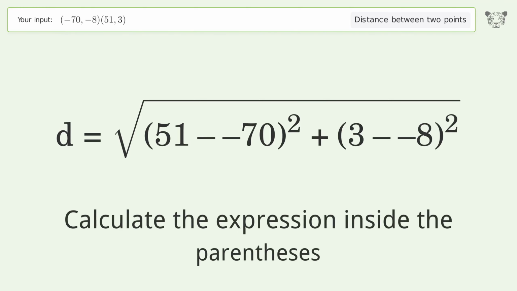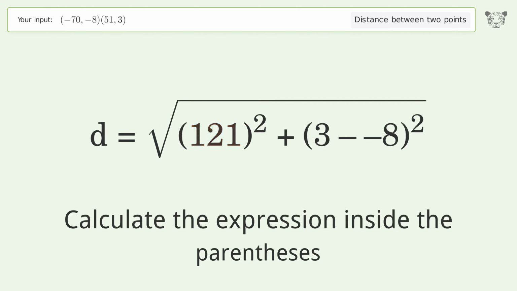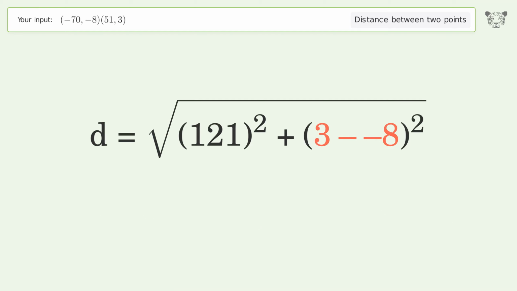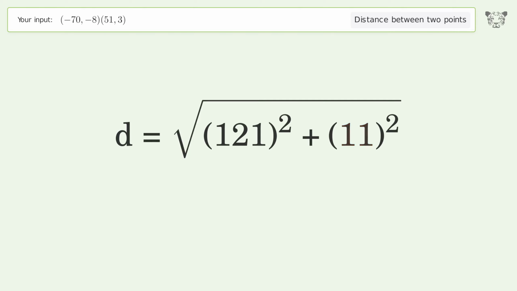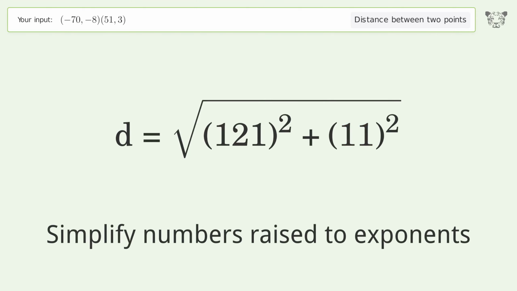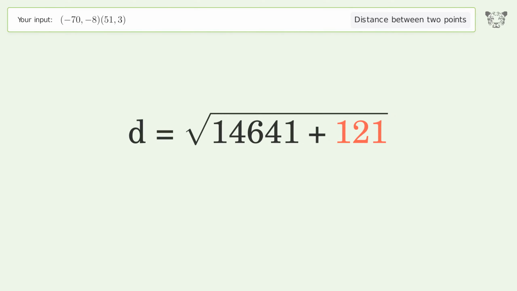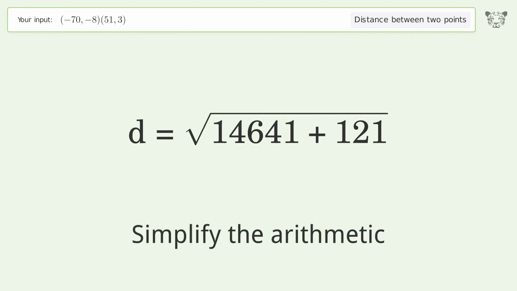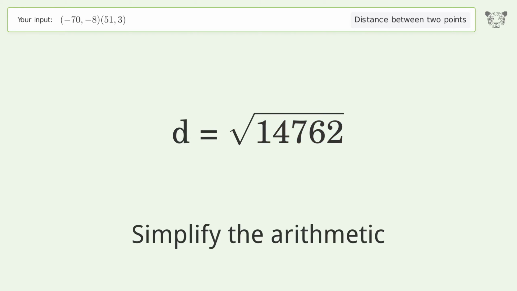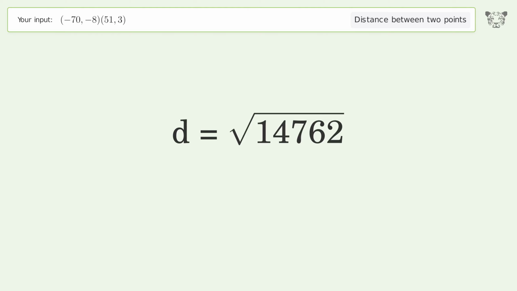Calculate the expression inside the parentheses. Simplify numbers raised to exponents. Simplify the arithmetic. And so the distance between the 2 points is the square root of 14,762, or 121.499.